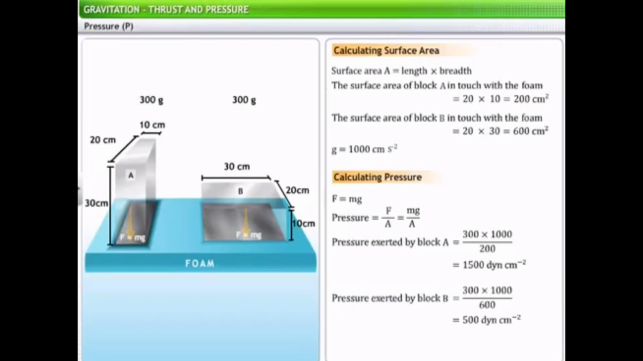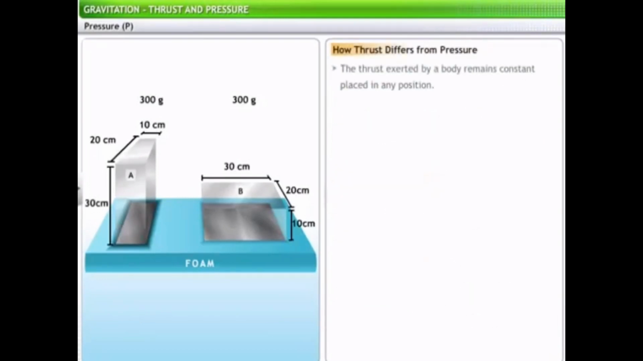Thus, in block A, the same thrust was acting on a smaller surface area. Hence, the pressure exerted by block A was higher. This explains why the foam showed more compression where block A was placed. The thrust exerted by a body remains constant, placed in any position. However, the pressure exerted by the body changes with a change in position.